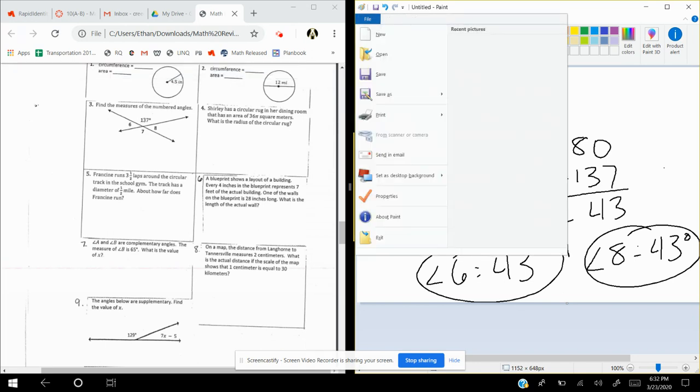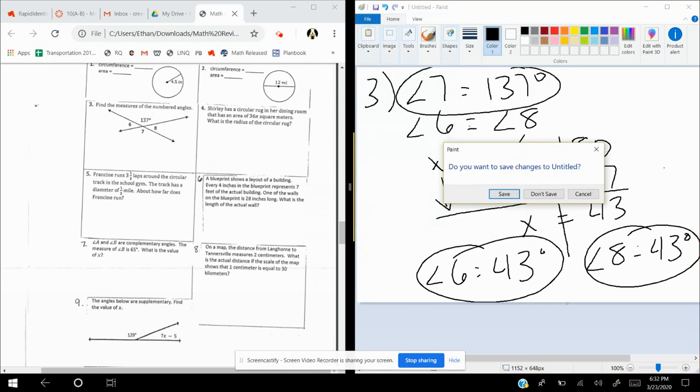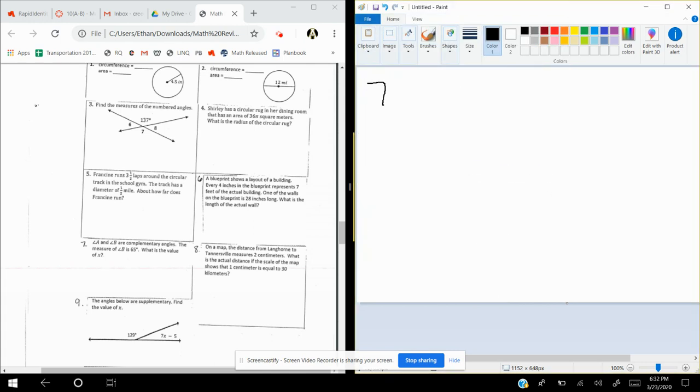Number 7. Okay. We got angle A and angle B are complementary angles. The measure of angle B is 65 degrees. What is the value of x?